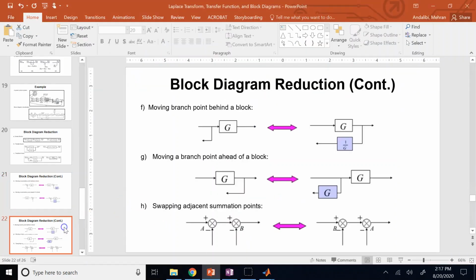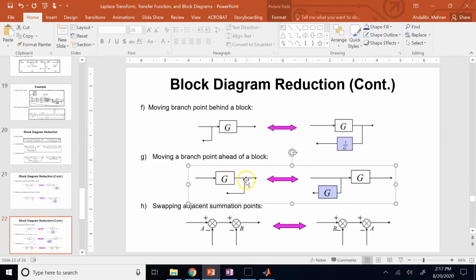Now, conversely, if you move a branch point from behind a block to after a block, then the feedback that you get from the branch should be multiplied by the reciprocal of the block. If you move it from after to before, or ahead to behind, then you would multiply it by the block. Okay, so let me show you this one as well.